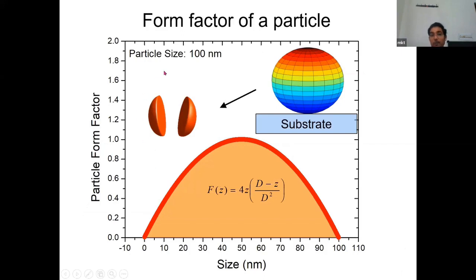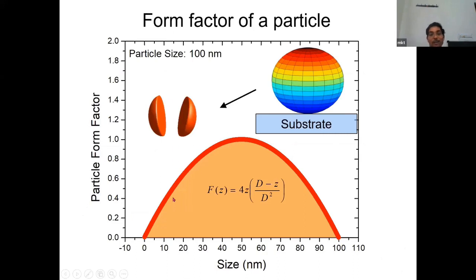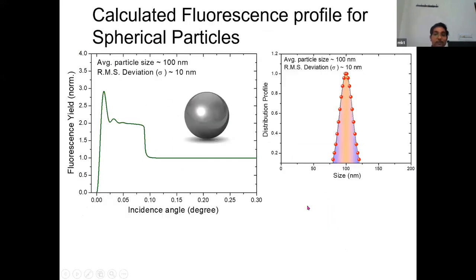You can easily cut. So if you have a spherical particle, you can try with the formula. The shape profile is nothing, basically just cut the particle in equal halves and you can obtain the shape profile, and mathematically you can model it. I have done some calculations. We considered a spherical particle, average size 100 nanometer, and the RMS deviation of the particle size is just 10 nanometer. So you can see this is the profile that we obtain, and this is the average particle size distribution, with mean size 100 nanometer and RMS deviation of 10.